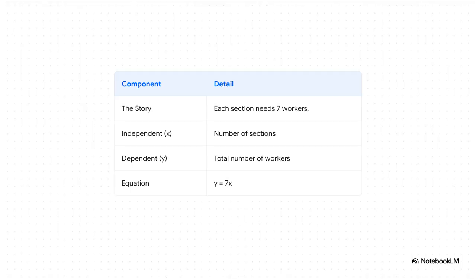And check this out. Here's how they translate it. The story says each section of the ark needs 7 workers. So the number of sections, that's our cause, that's x. The total number of workers needed, that's the effect, our y. And boom, just like that, you have a logical bridge straight from the story to the equation, y equals 7x.